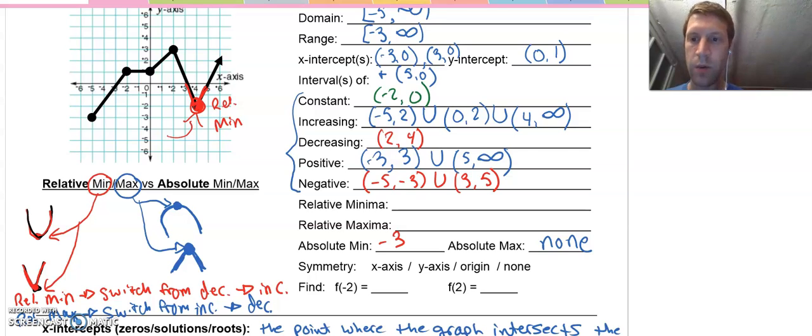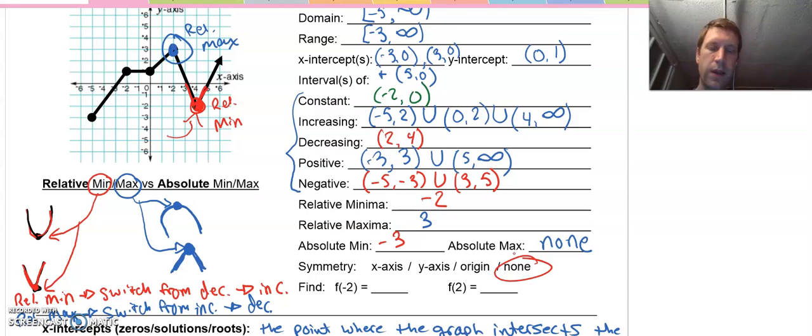Okay, relative max, this guy right here. So relative, let's do the max first. So max is at a y value of 3, and relative minimum at a y value of -2.